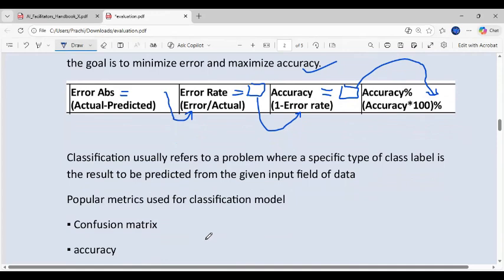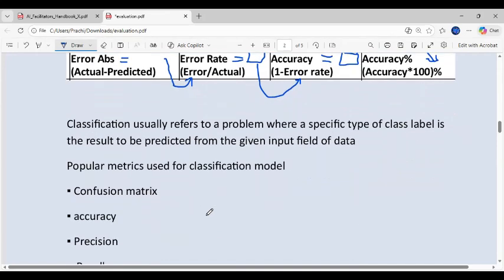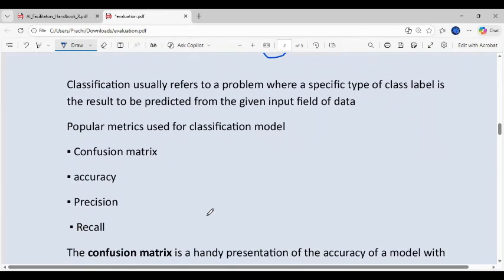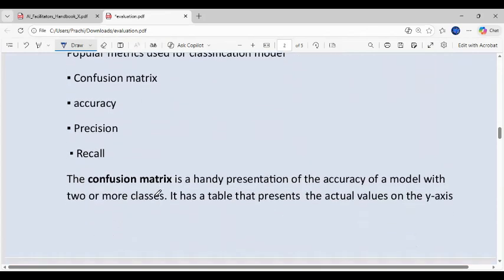Next is classification. Classification is a term which refers to a problem where a specific class label is the result to be predicted from the given input data. We are working on a specific type of label since the data is supervised learning. Now, the evaluation parameters in your syllabus for class 10th are confusion matrix, accuracy, precision, and recall. So, one by one, we are doing this.